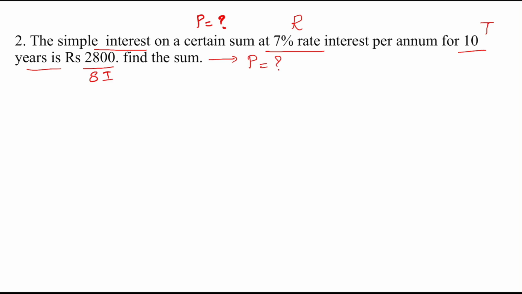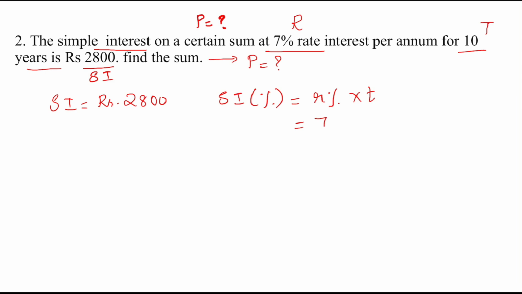Okay, so now SI I know in terms of rupees, it is 2,800. So SI in terms of percentage, how much is it, we will calculate. So SI in terms of percentage we know is R percent into T. R is how much? 7% into time is 10 years. So it is 70%. So for 10 years 70% is the interest on that principal.